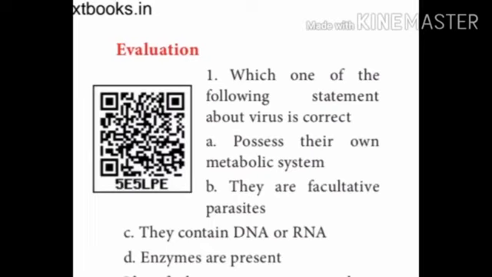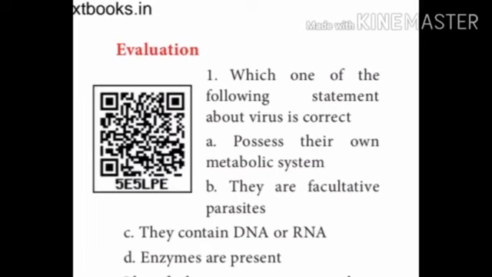A. Possess their own metabolic system. B. They are facultative parasites. C. They contain DNA or RNA. And D. Enzymes are present. So these are the 4 options. Of this, one is correct and the remaining are wrong. We'll have to find out which one is correct. Which one of the following statements about virus is correct?